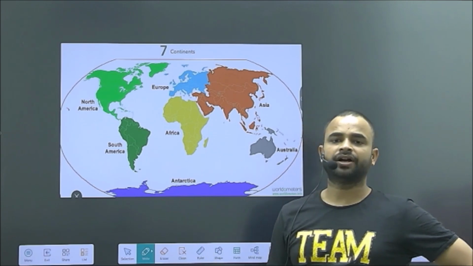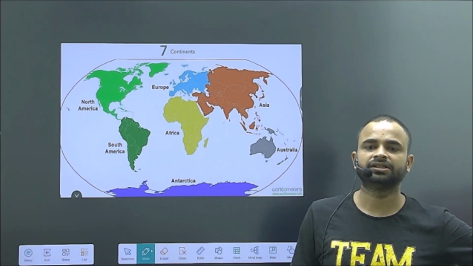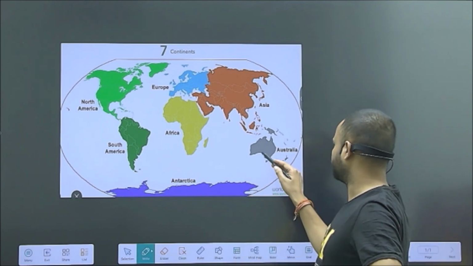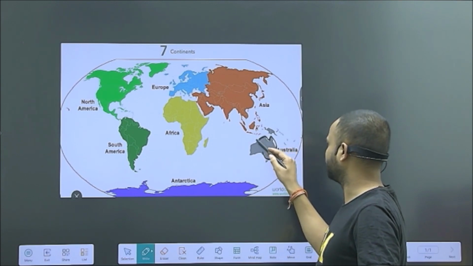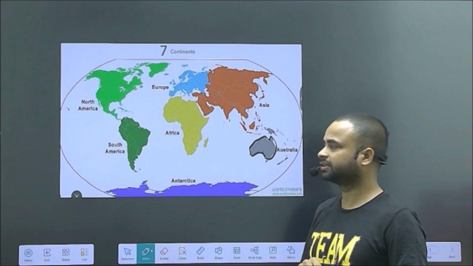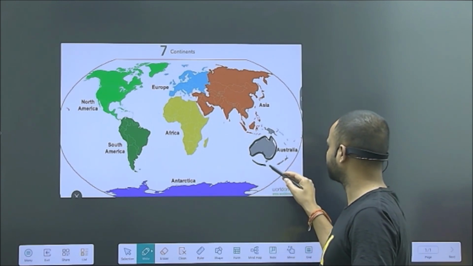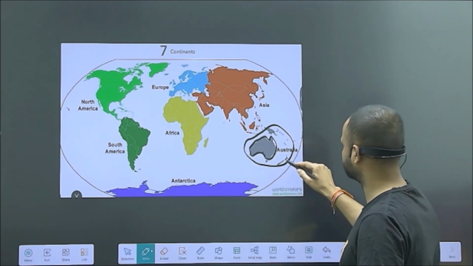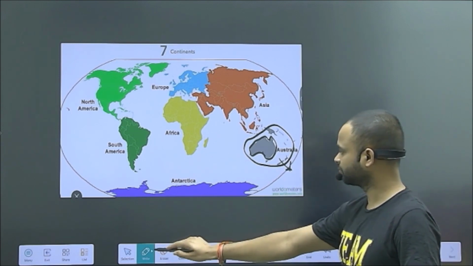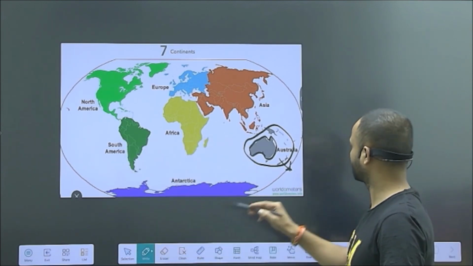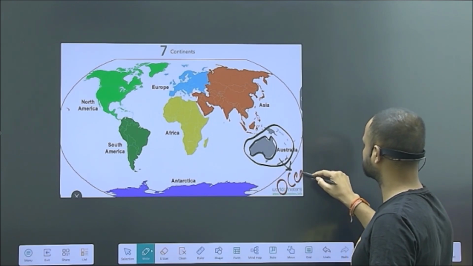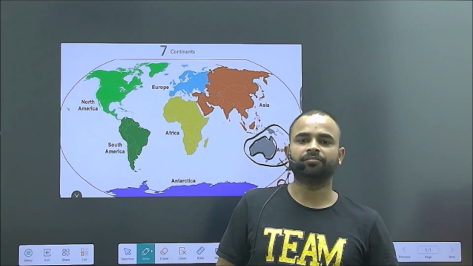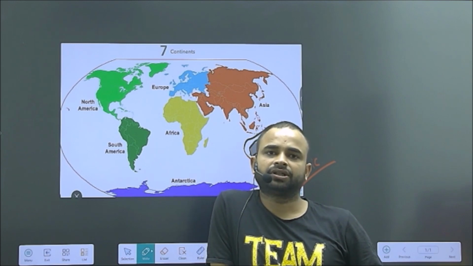So you have to know the difference between Australia and Oceania. When you talk about only this continent, that means Australia. But when we talk about the whole part surrounding Australia, that means Oceania, the Oceanic continent.